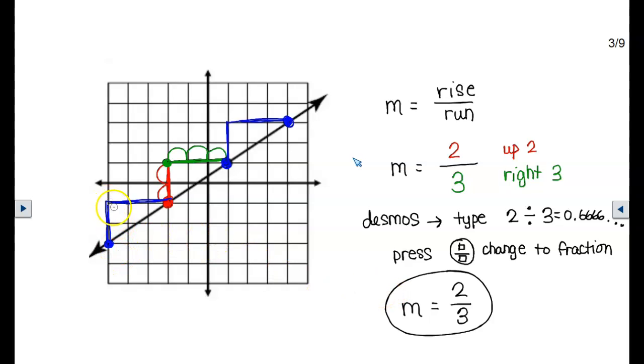It rises 2 and it runs 3. So this is the number that describes the steepness of that line. It tells you how much it goes up compared with how much it goes over. And I want you to notice it's going up a little slower than it's going over. So that makes it not as steep. So 2/3 would be the slope. And notice that it is positive.